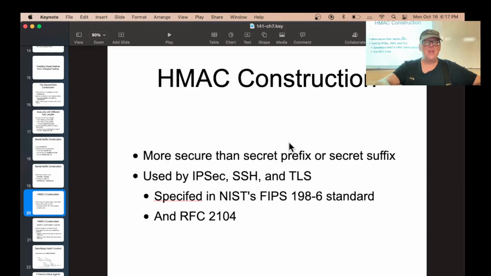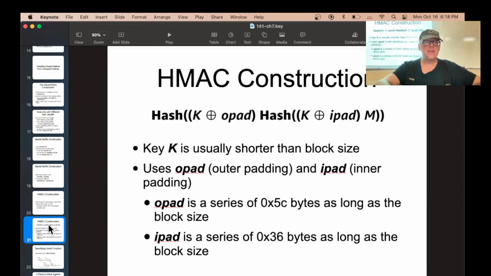So there's another construction, HMAC, more secure than either of those, used by some of these things like IPsec, and that's this one, where you take the key and XOR it with OPAD, and then you take the key and XOR it with IPAD, and then you have 2 layers of hashing. And so you hash this, and then this hash is inside that hash, and then you put the message here. So you have taken the key and combined it with the message, but you combined it in such a way that there's no way to do a length extension or anything with it.